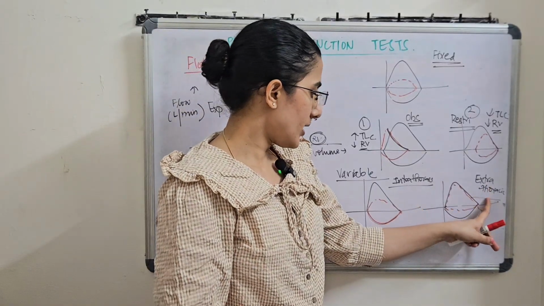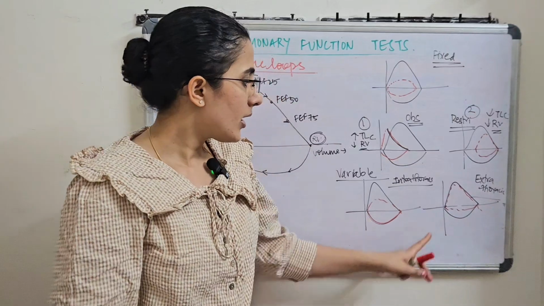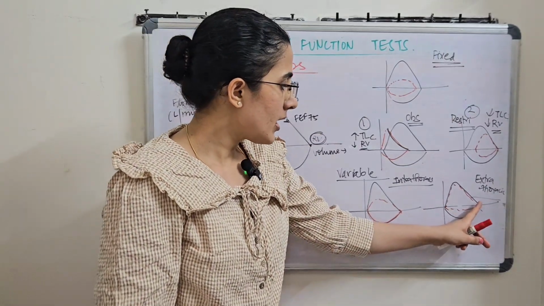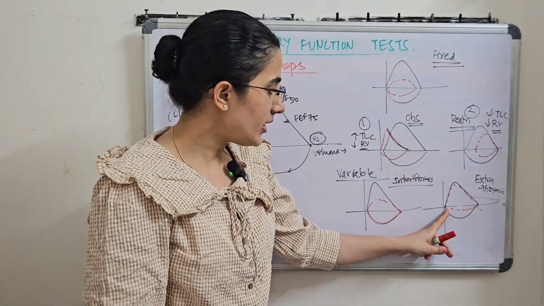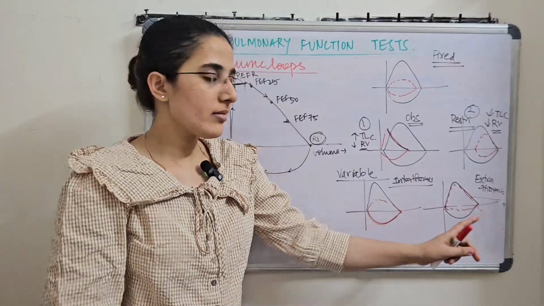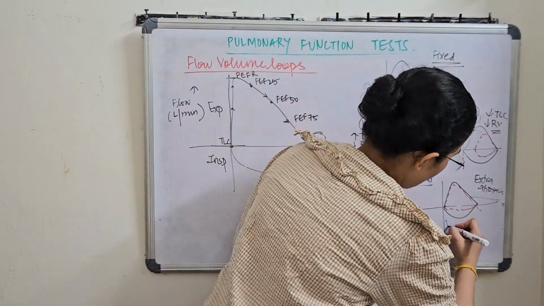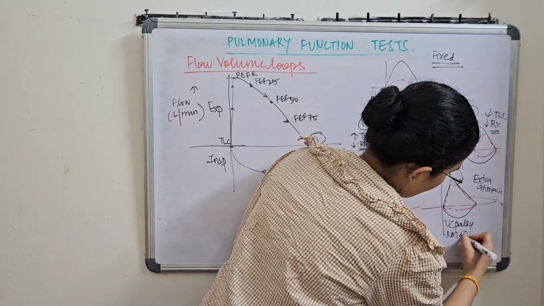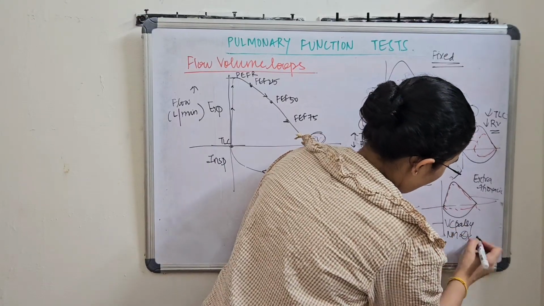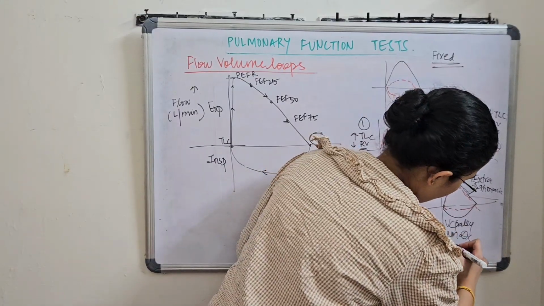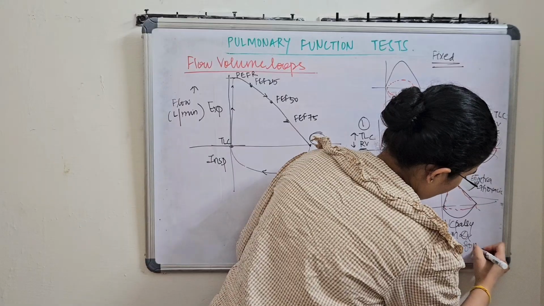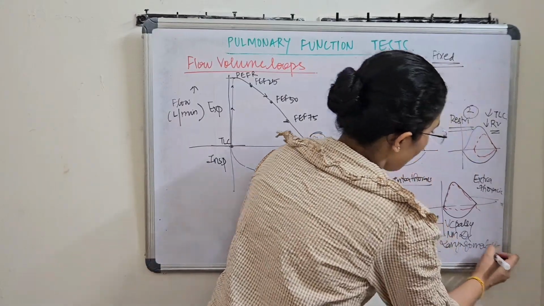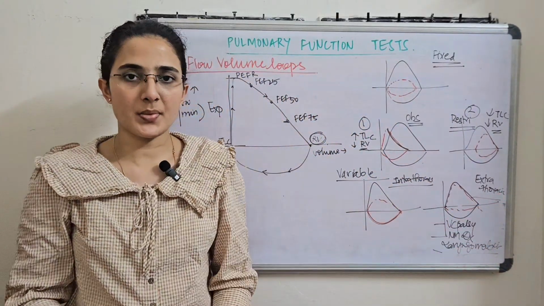Second is extrathoracic variable obstruction. Here we see that the inspiratory limb is affected, but the expiratory limb is normal. This is seen in conditions like vocal cord palsies, neuromuscular diseases, right? And laryngomalacia. So these are the diseases where we see there is a variable extrathoracic obstruction.